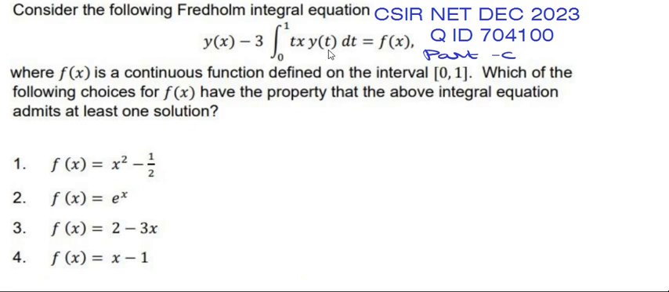So we are given a Fredholm integral equation: y of x minus 3 integral 0 to 1 tx y of t dt equal to f of x, where f of x is a continuous function defined on the interval 0, 1. Which of the following choices for f of x have the property that the above integral equation admits at least one solution? So we will solve this problem.